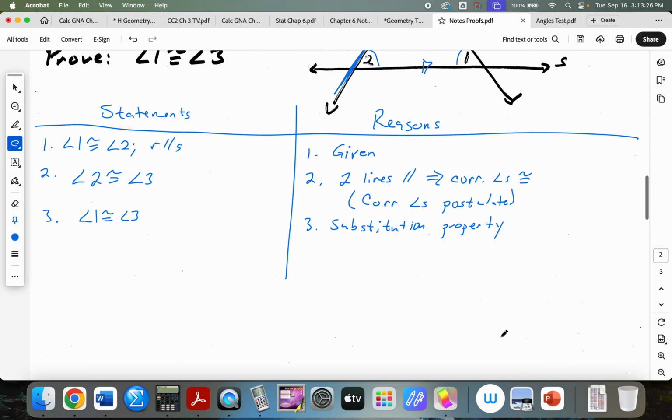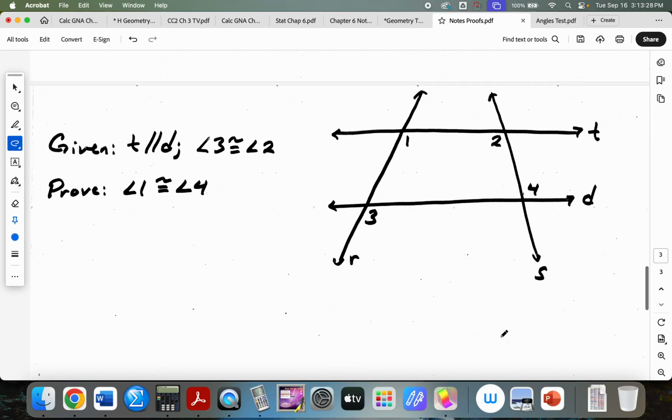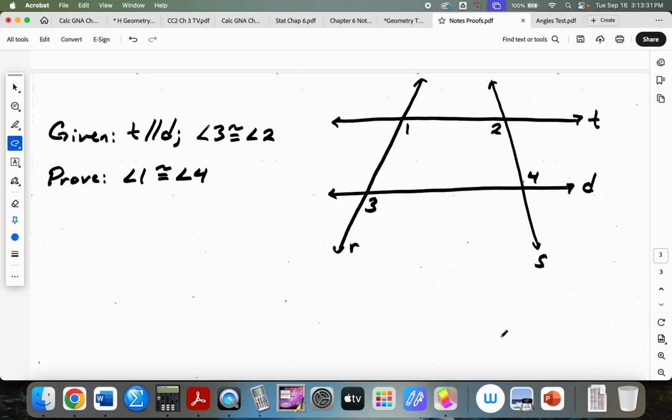All right, we're almost out of time. I'm going to quickly look at this one. Don't worry about trying to write anything down. Let's just think about the steps that we would go through. So we've got angle T, we've got T is parallel to D, and then angle 3 is congruent to angle 2. If these two lines are parallel, what's angle 3 congruent to? That was given. If these two lines are parallel, what is 3 congruent to? 1. Why? What kind of angles are those?